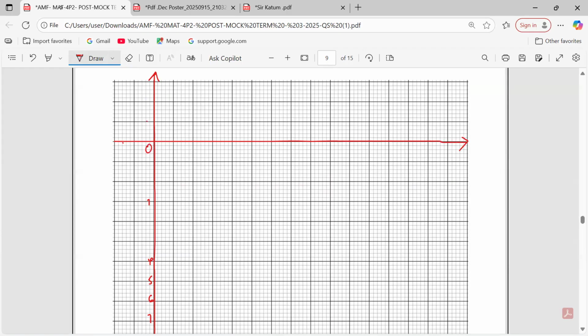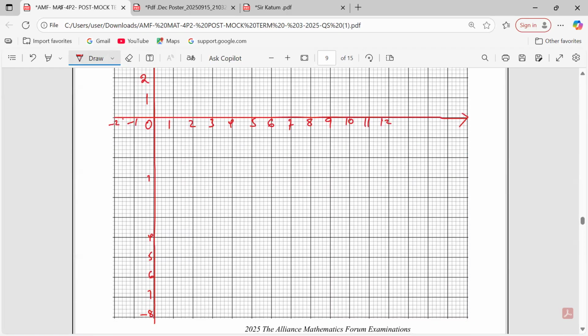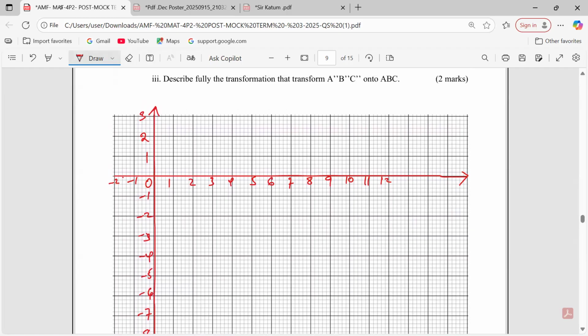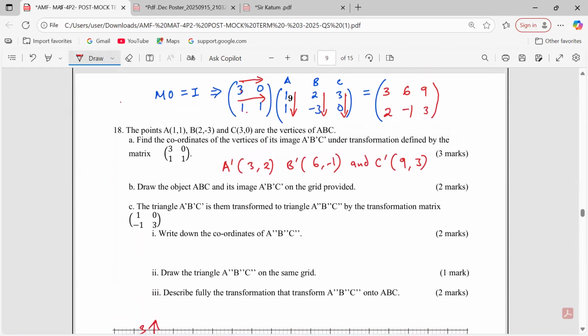This is a 0 now. 1, 2, 3. We begin from there. -1, -2. 1, 2, 3, 4, 5, 6, 7, 8, 9, 10, 11, 12. That's enough. -1, -2, -3, -4, -5, -6, -7, -8, -9, -10, like that. Then now we start the plotting of the coordinates.